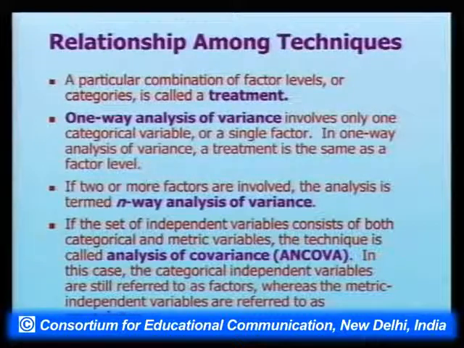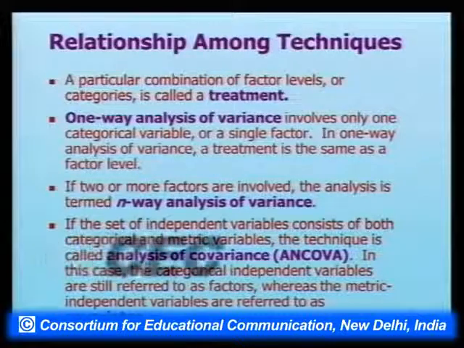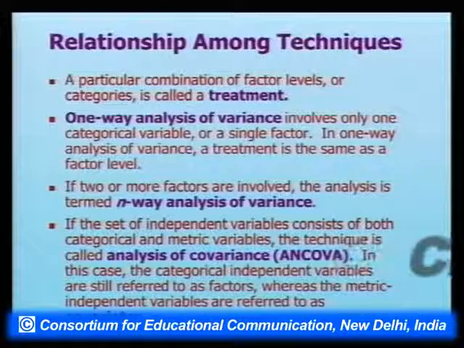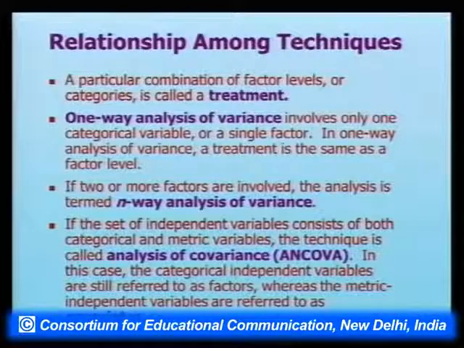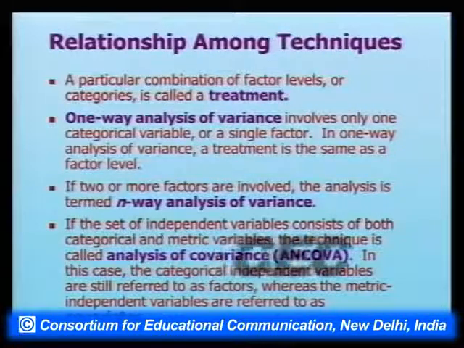If the set of independent variables consists of both categorical as well as metric variables, then the technique used is called analysis of covariance. The independent categorical variables are still called factors, whereas the independent metric variables are called covariates in this case. So analysis of variance is used where the independent variables are only categorical in nature. However, if the independent variables are both categorical and metric, we use analysis of covariance, and the metric independent variables are called covariates.